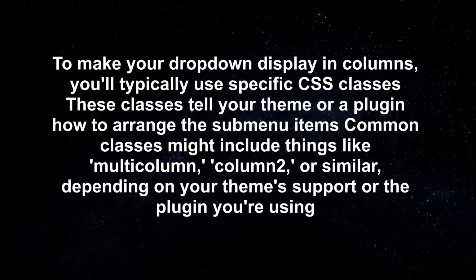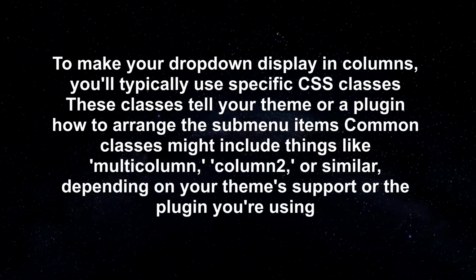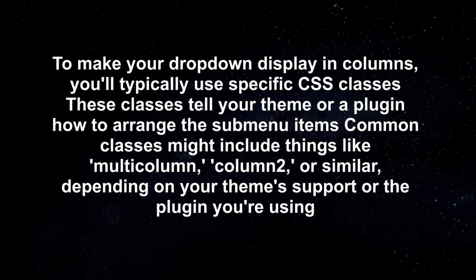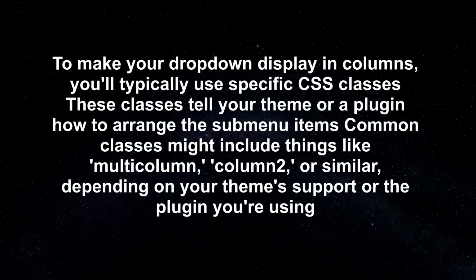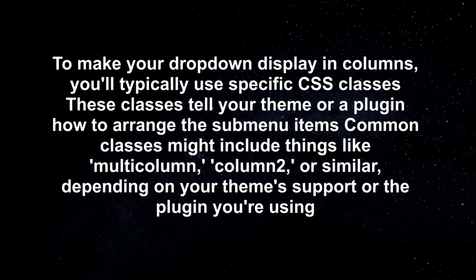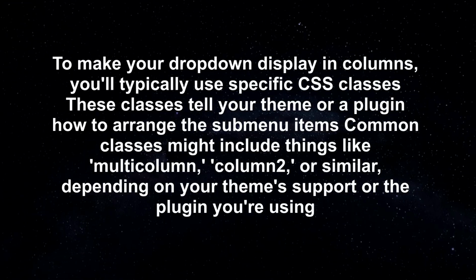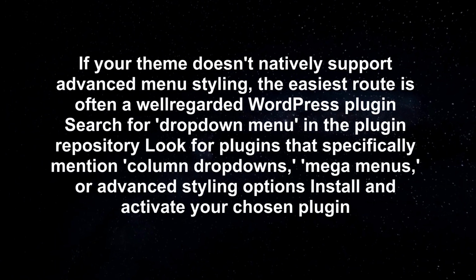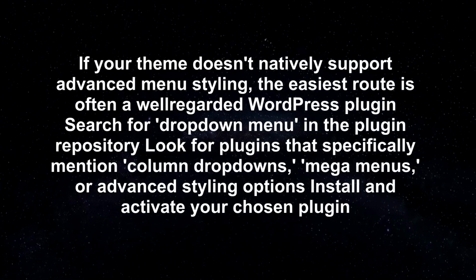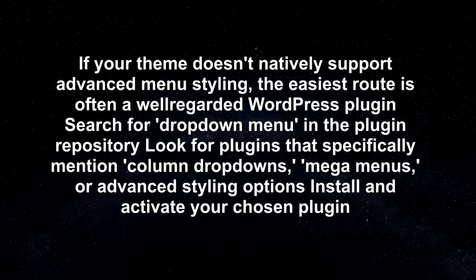To make your dropdown display in columns, you'll typically use specific CSS classes. These classes tell your theme or a plugin how to arrange the submenu items. Common classes might include things like multi-column, column 2, or similar, depending on your theme's support or the plugin you're using.